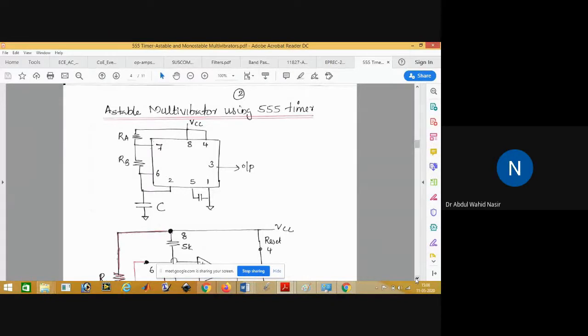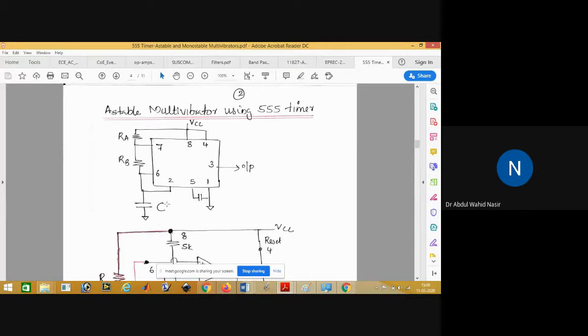Again, see, with just the mere connection of some passive components like resistors and capacitor, we can realize an astable multivibrator using a 555 timer. These are the connections that we have to make. Pin number 8 and 4 are shorted. RA will be connected between 7 and 8. Similarly, RB will be connected between 7 and 6. Then 6 and 2 will be shorted. Then 5 and 1 will be connected via the capacitor.